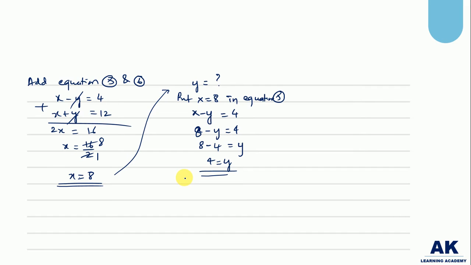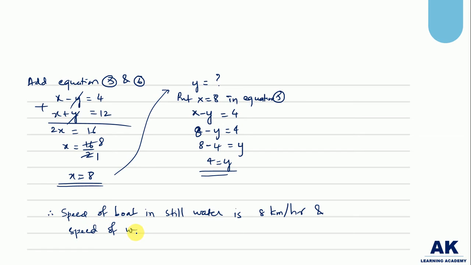What is x? X is the speed of boat in still water, right? Therefore, speed of boat in still water is 8 kilometer per hour, and speed of water current is 4 kilometer per hour, right?